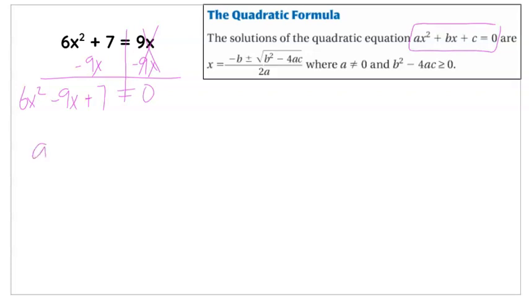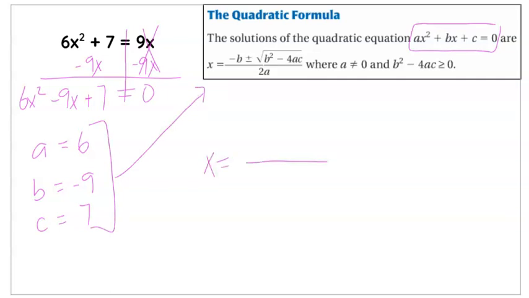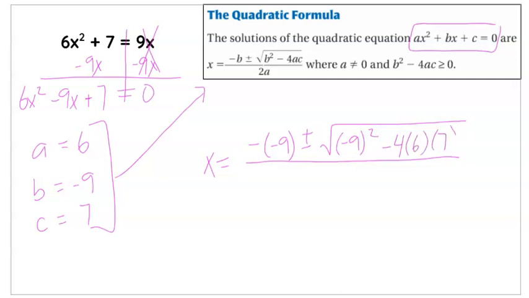Now we can identify our A, our B, and our C value. So A is that 6, B is -9, and C is 7. And then we'll take these values and plug those into our quadratic formula. So x is equal to -b, so b is -9, plus or minus the square root of b squared, so -9 squared, minus 4 times a, which is 6, times c, which is 7, all over 2 times a, which is 6.